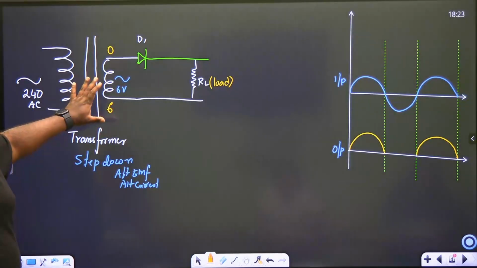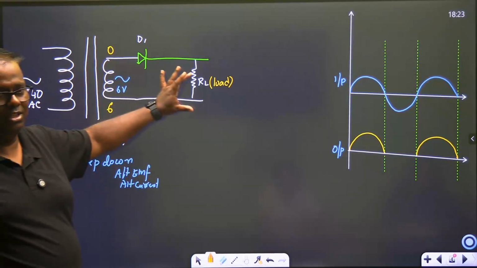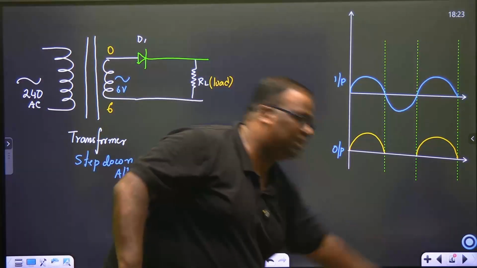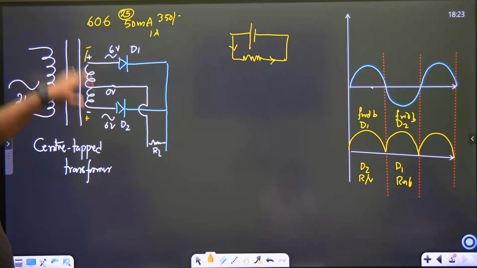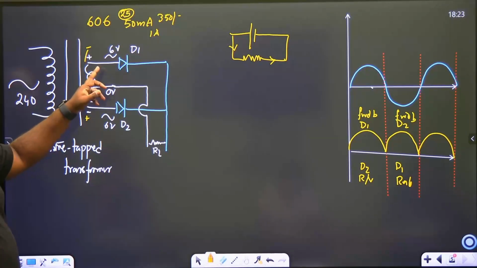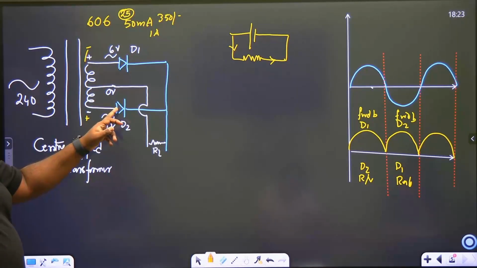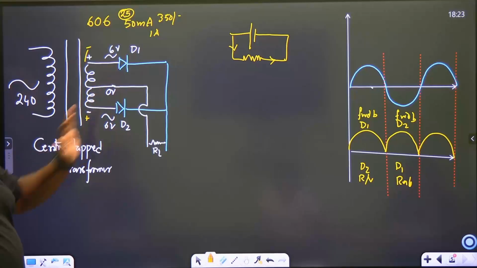ये सेंटर टैप नहीं है, इसमें सिर्फ 2 पार्ट्स आते हैं, बट ये क्या है? This is center tap 606. ठीक है? So we take a center tap transformer. After the center tap transformer, to each of the outputs, positive and negative, we connect 2 diodes in this fashion.